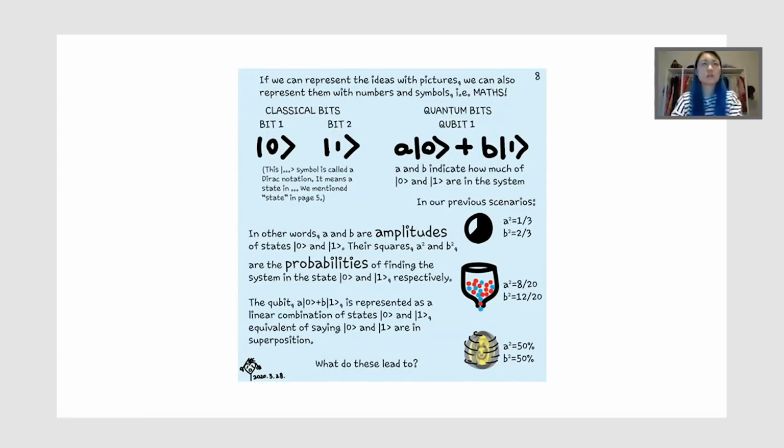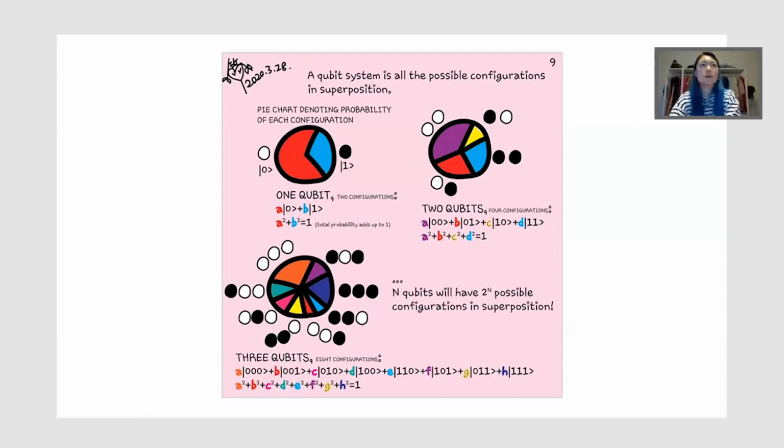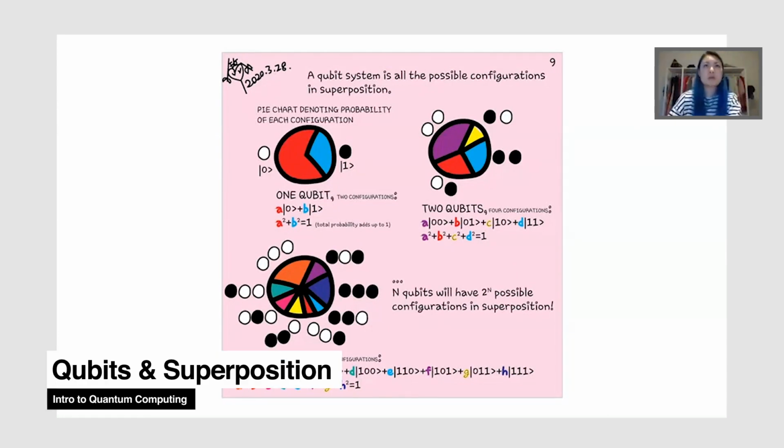So looking at the difference between classical bits and qubits again, mathematically you can write a classical bit as 0 or 1, and a qubit is just a linear combination of the 2 possible states, each with an amplitude associated with them. And the amplitude squared is the probability. Then what does this lead to? If you have a qubit, you know you have these 2 possible configurations. If you have 2 qubits, you have 4 possible combinations.